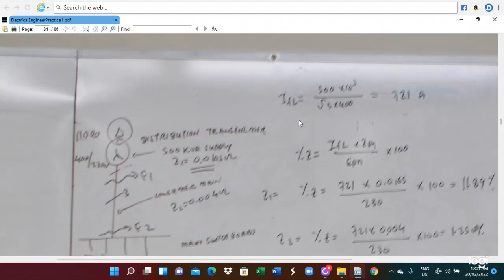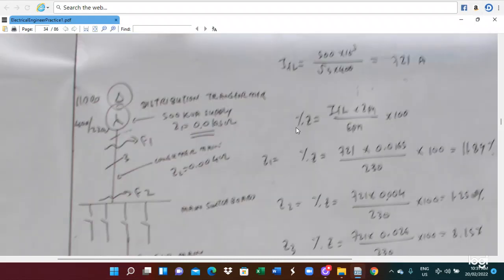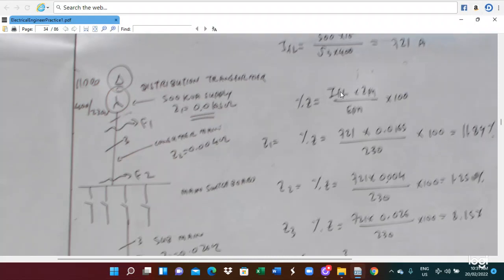In this case, firstly we have to calculate the full load current. Full load current is kVA divided by √3 times line voltage. So the kVA is 500, the line voltage is 400. In this case, you get 721 ampere. And percentage impedance is also calculated: percentage Z equals full load current times Z per phase divided by the phase voltage, times 100. So in this case, the full load current is 721, and the Z here is given as 0.065 ohm, divided by the phase voltage of 230 volts, then you get 11.29.